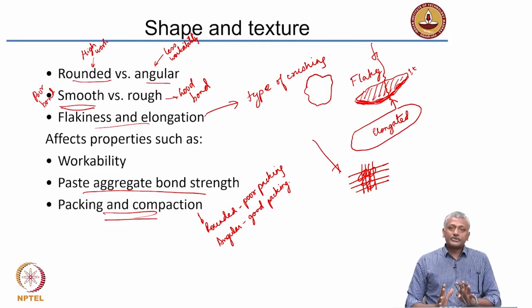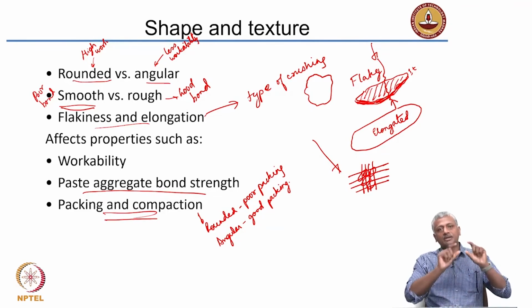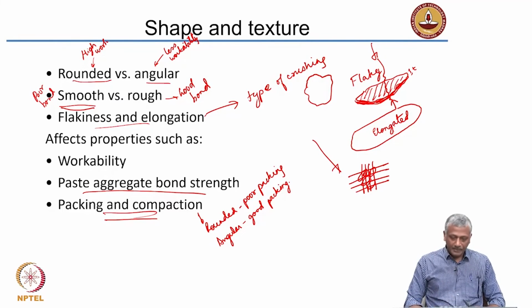Okay. Now, of course, it is not just the fact that it is rounded or angular that will affect the packing. The other aspect that will affect the packing is also the distribution of particle sizes. What are the different sizes available? I will talk about that also in just a minute.